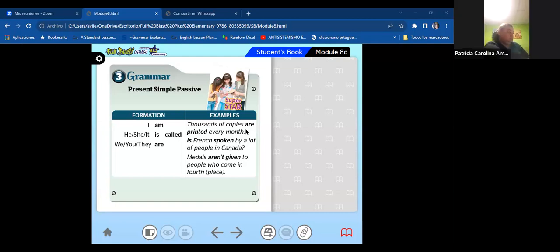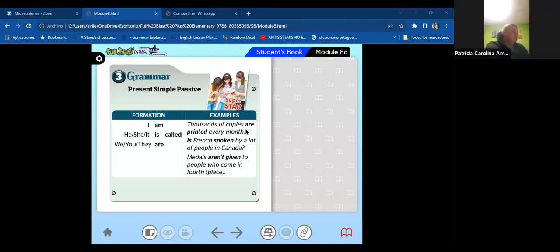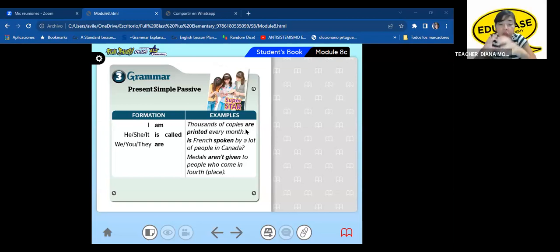You see, can you notice? It doesn't say who prints the copies. Because in this form, who does the action is not important. The point is to know the action. Thousands of copies are printed every month. Another example.